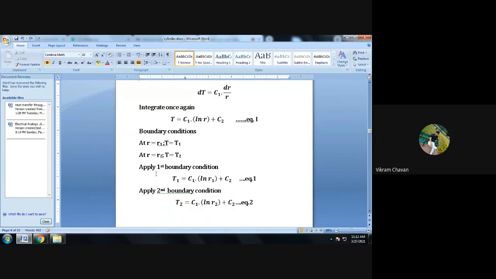So when we are dealing with the second boundary condition, when R is equal to R2, at that point T becomes T2. So T2 is equal to C1 multiplied by ln of R2 plus C2. So that will be equation number 2.